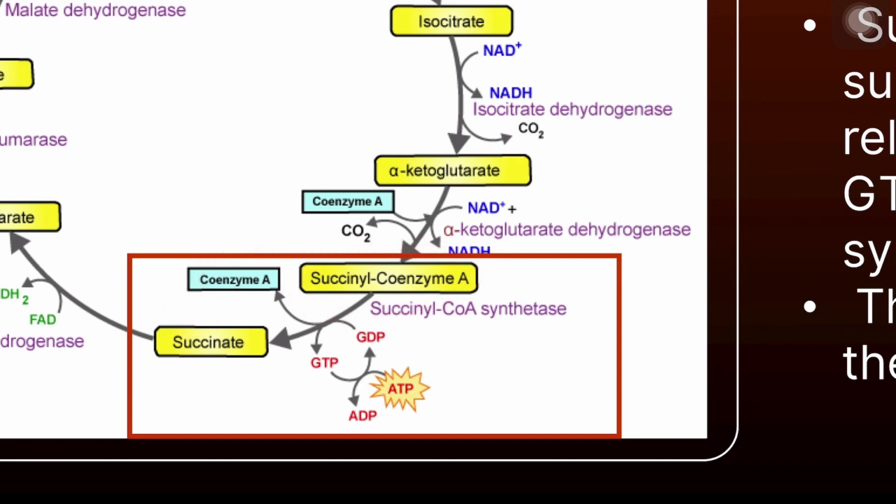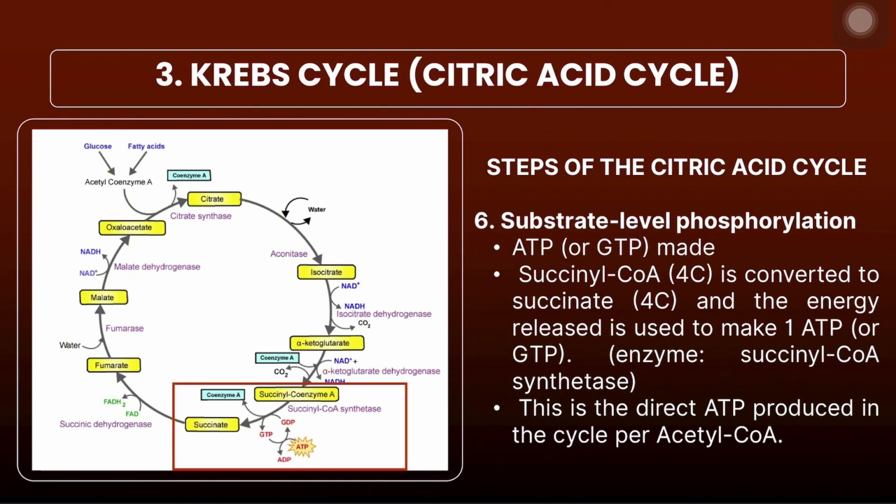So again, because of this enzyme, succinyl-CoA is changed to succinate. In short, the conversion of succinyl-CoA to succinate makes 1 ATP directly. But since each glucose makes 2 acetyl-CoA and the cycle happens twice, as I mentioned a while ago, it gives 2 ATP in total from this step. So again, from this step, we produce 2 ATP.